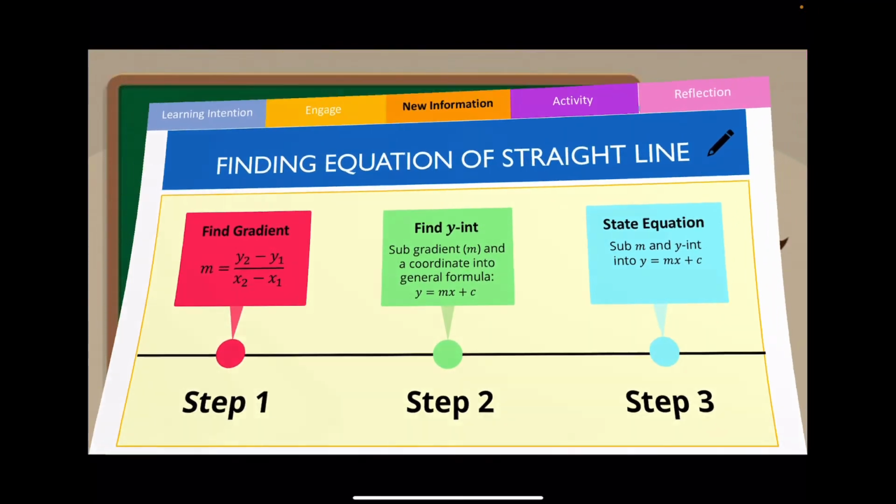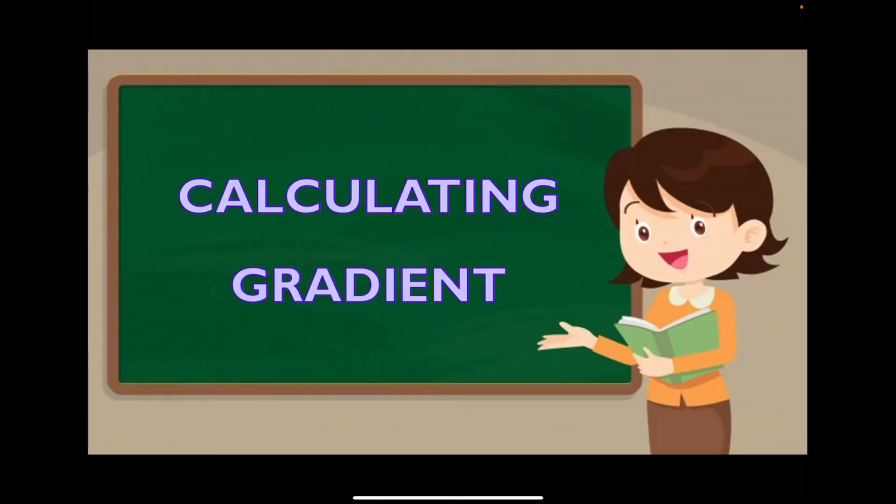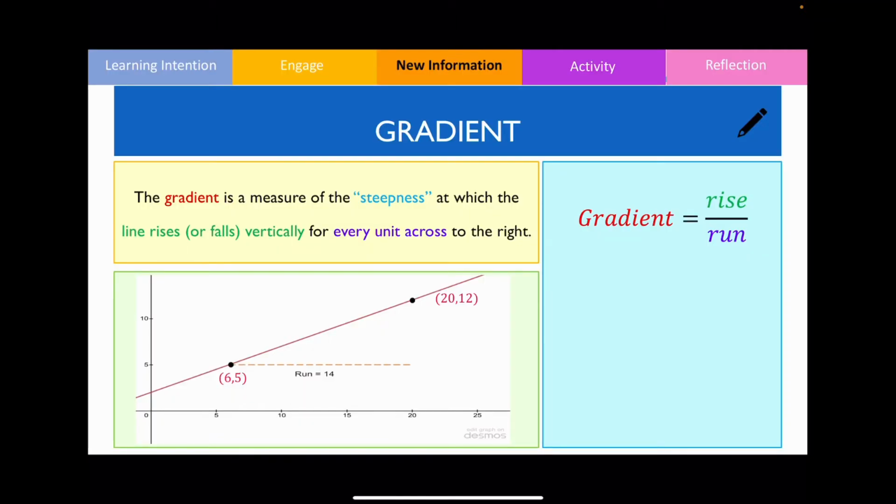So let's firstly go over how do we actually calculate the gradient of a straight line. In our previous video, I've talked about the gradient being a way for us to describe how steep the straight line is, either increasing or decreasing for every unit that you move to the right. In other words, the gradient is determined by finding out how much you're rising or falling and dividing it by how many units you're actually running across.